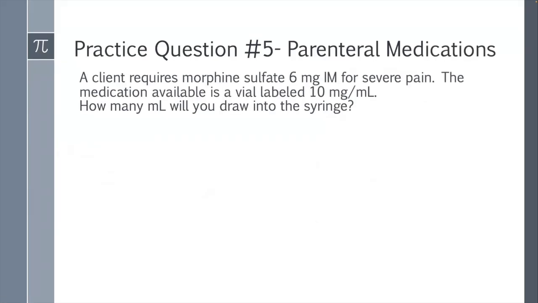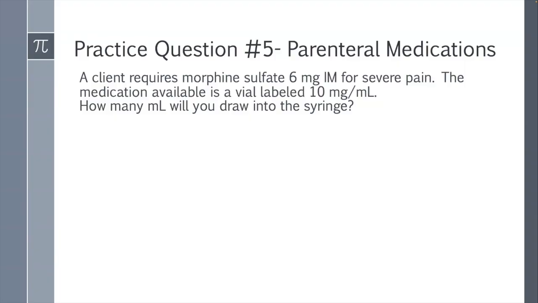Now let's talk parenteral medications. Parenteral being around the enteral route, so around the GI system. So this is going to be your injections, your IV, anything that's going outside or around the GI tract will be parenteral, mostly your injections. Okay, so the client requires morphine sulfate 6 milligrams IM for severe pain. The medication available is a vial labeled 10 milligrams per milliliter. How many milliliters will you draw in the syringe?